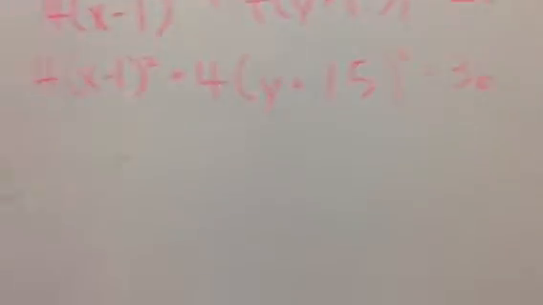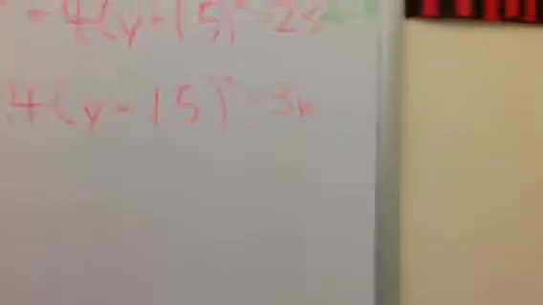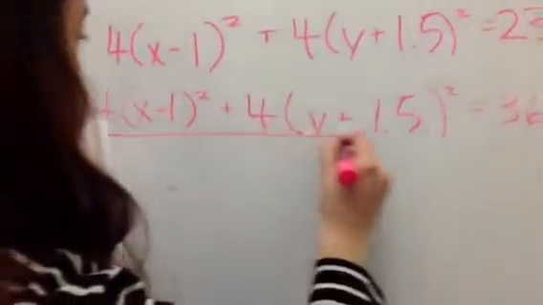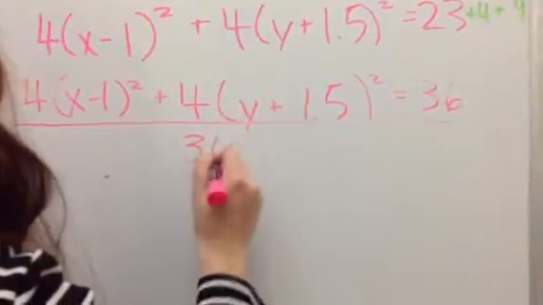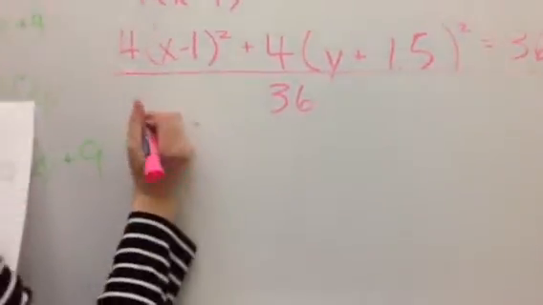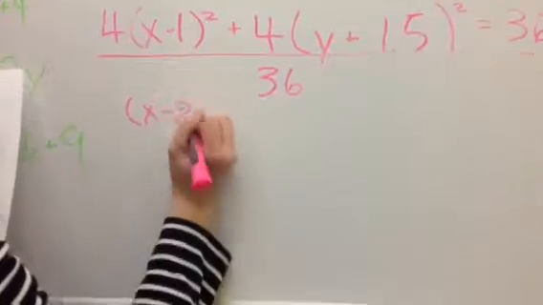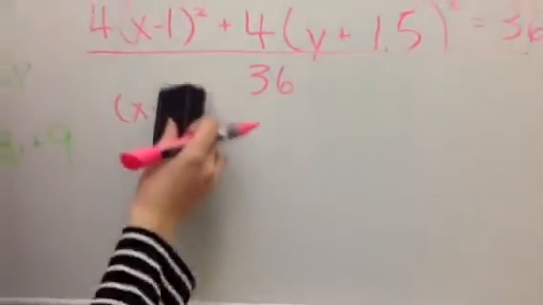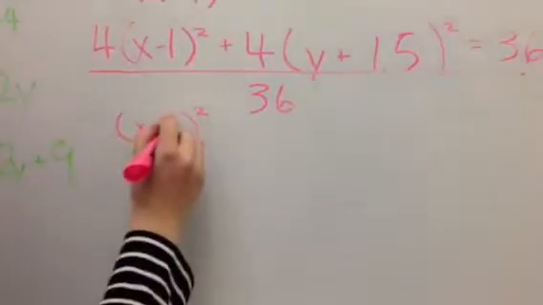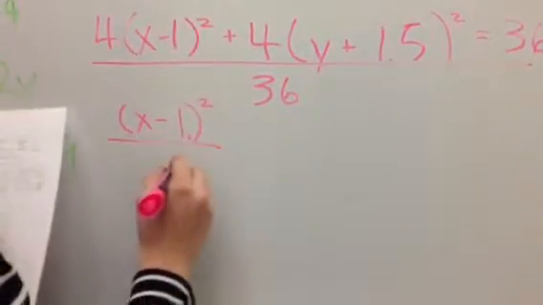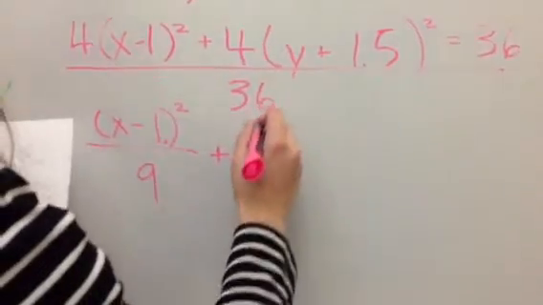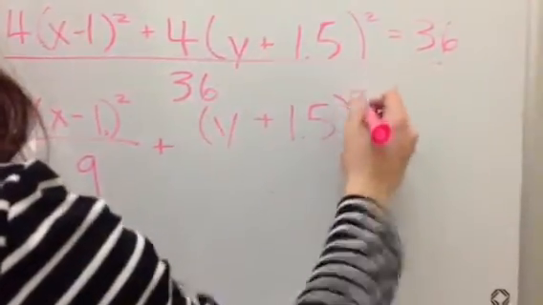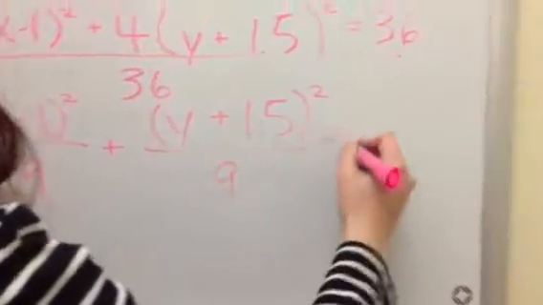A good perfect square. That's awesome. Now we have to get the 36 to a 1, as you remember from up here. So we divide both sides by 36, and we get quantity x minus 1 squared over 9 plus quantity y plus 1.5 squared over 9 is equal to 1.